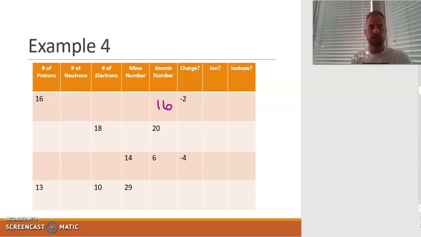The next thing I'm going to address is the fact that I know this substance has a -2 charge, which means it must have 2 extra electrons than it does protons. If this was neutral, meaning it didn't have a charge, the electrons would be the same as the protons, meaning 16. But because it does have a charge, specifically -2, that must mean it has 2 extra electrons, so 18. Finally, I would want to probably figure out what the number of neutrons is.